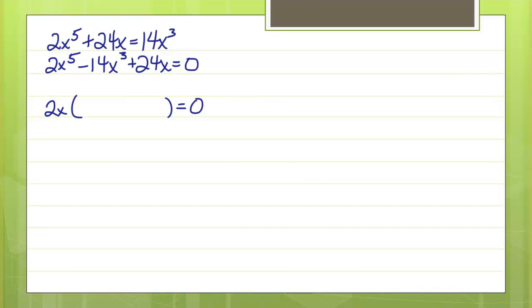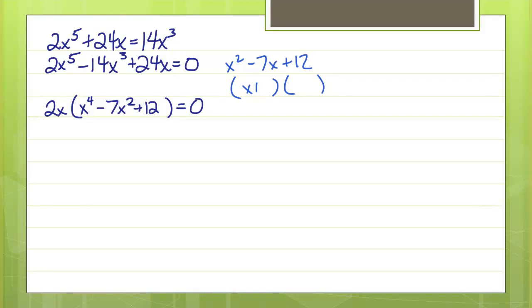I'm still going to have a trinomial. So 2x, this is going to be x to the 4th, this is going to be 7x squared, and this is going to be 12. And I recognize this in there. And I know that that factors to x minus 3, x minus 4. So the only difference, instead of it being x, this thing is squared and this thing is squared. So these are going to be squared.